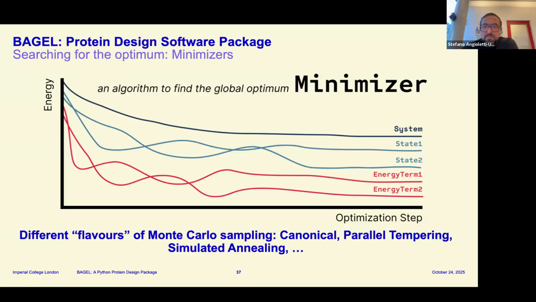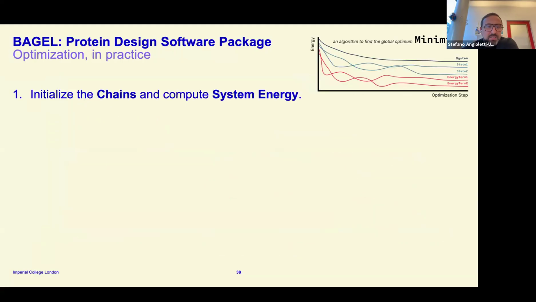Once you specify all this, the software takes care of the optimization for you. So effectively, specifying an optimization problem just means specifying some initial chain, specifying the energy terms and the states, and that's it. Once you do that, the software will do the optimization, and at the end of the optimization, you will have your designed protein, and that's it.